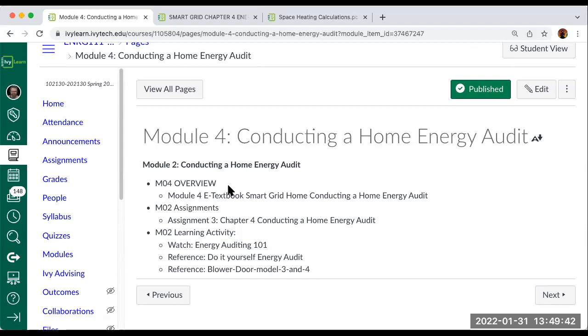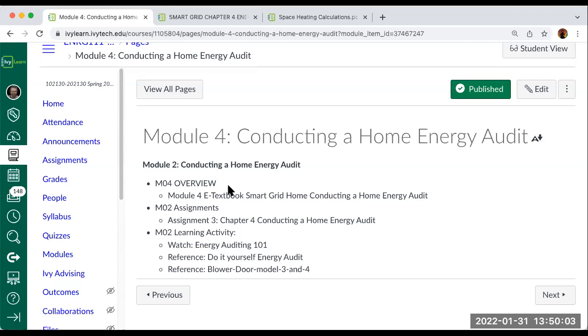Then you have your assignment 3, conducting a home energy audit. It's actually fairly easy, mostly true and false. You should be able to get through that one. This section here is not going to be based on a bunch of calculations, not ones that you can't do easily. There are a few, but they're pretty easy.